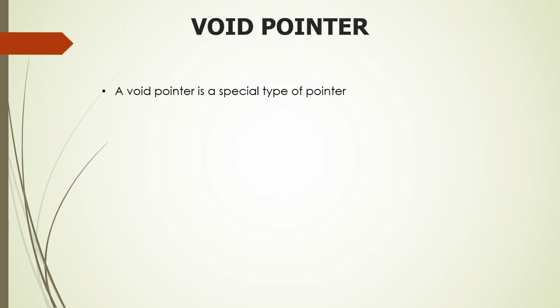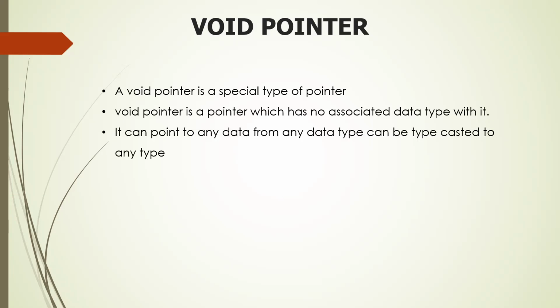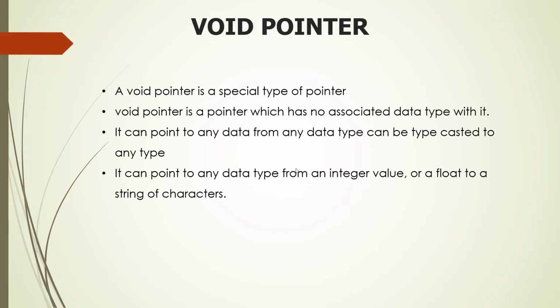First one is the void pointer. A void pointer is a special type of pointer which has no associated data type with it. We will not give any specific data type to the pointer, which means we have to give void. Void means anything can be permitted, any data type. You can point to data of any data type and it can be cast to any type. It can point to any data type, from an integer value or a float to a string of characters.